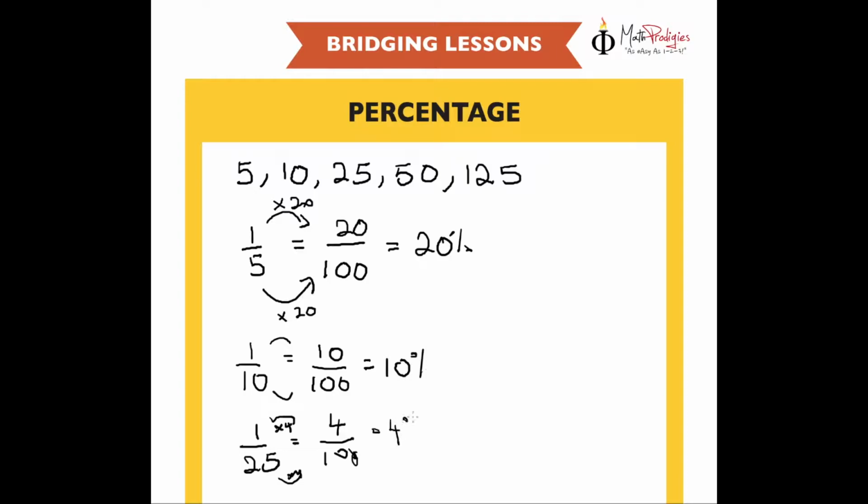It's getting boring, isn't it? Okay, don't worry. It's going to get slightly tougher. So 1 out of 50. What do we get? 1 out of 50 is, we multiply by 2. Correct?